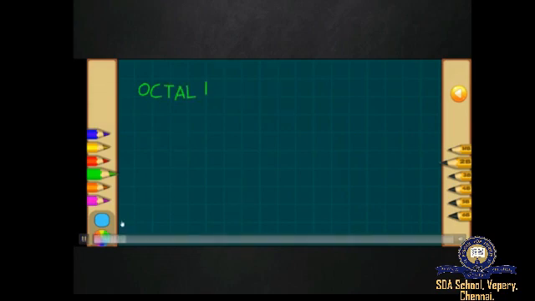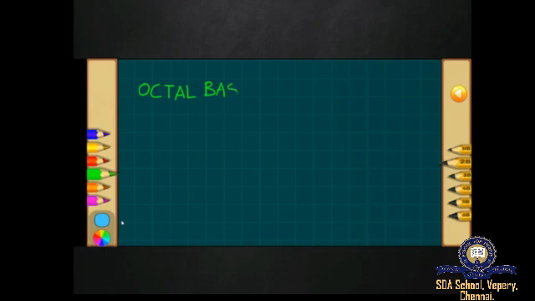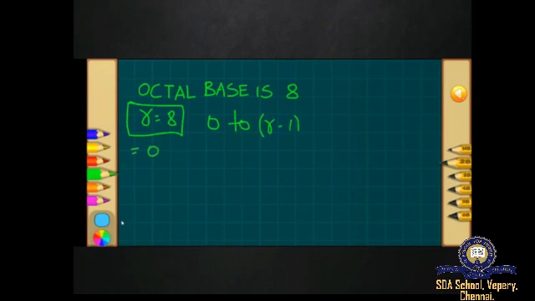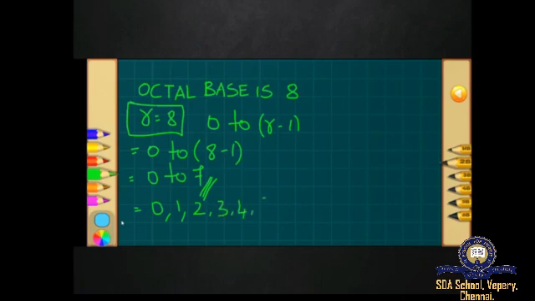What is the base value for octal? Yes, the base value for octal is 8. So we have r equals 8. Now we are going to substitute it in the formula, that is 0 to r minus 1. In the place of r we substitute 8, that is 0 to 8 minus 1. 8 minus 1 we get 7. Now we write 0 to 7, that is 0, 1, 2, 3, 4, 5, 6, 7. These are all the 8 digits we have in the octal number system.